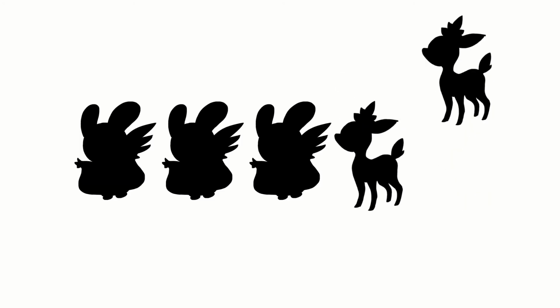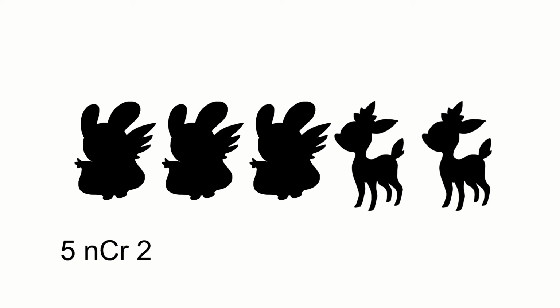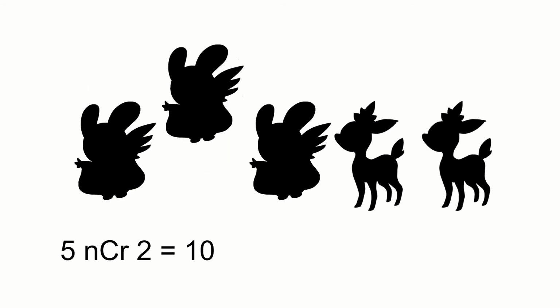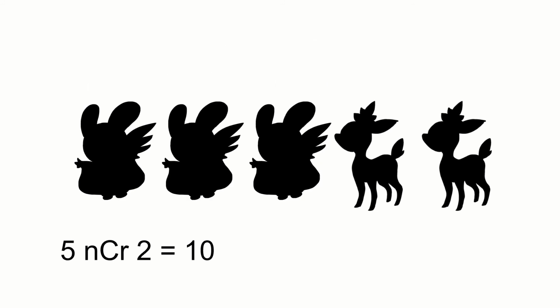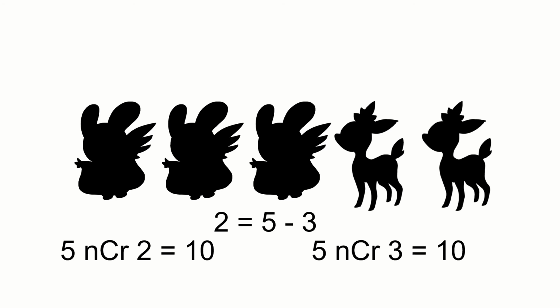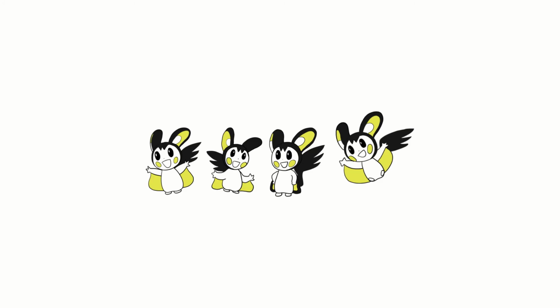We can think of this problem in a different way, where the animals are lined up, but we need to pick 2 of them to be deer. This way we get 5 choose 2. However, the problem can also be approached as picking 3 of the animals to be flying squirrels. Nicely, they reach the same conclusion, because one choice's k is the other's n minus k. 5 choose 2 equals 5 choose 3. Pretty nice, right?